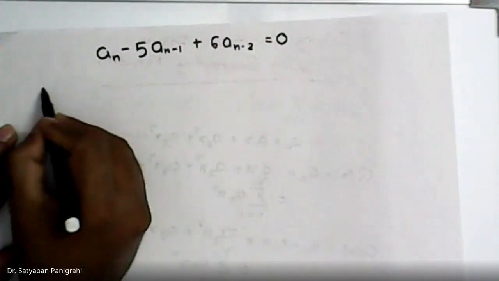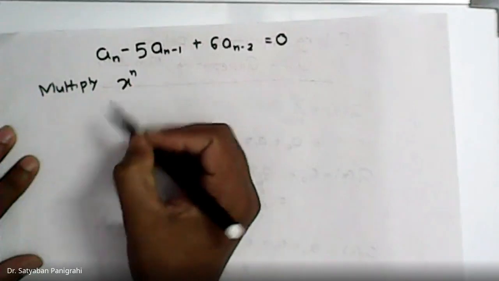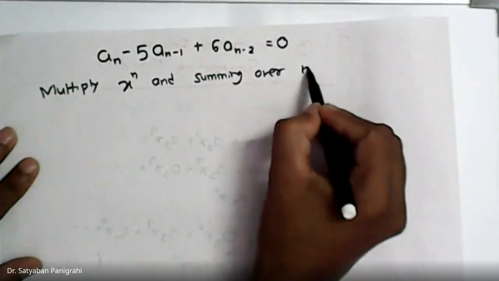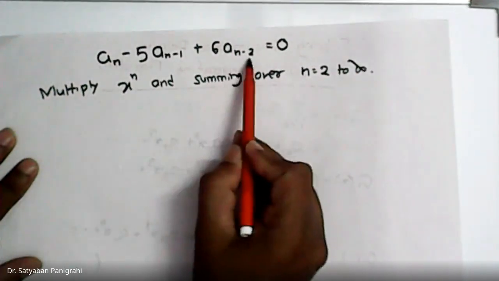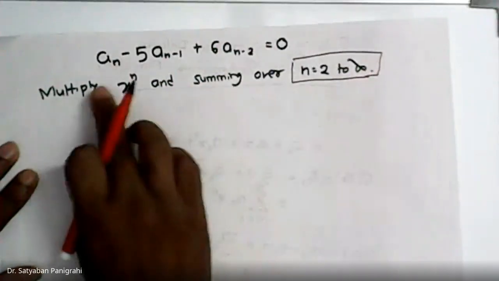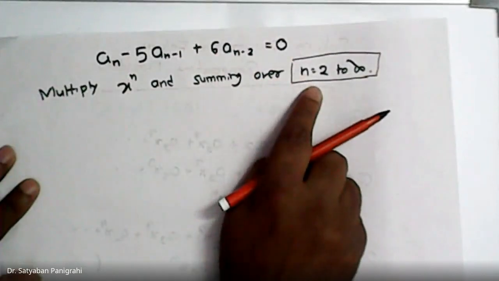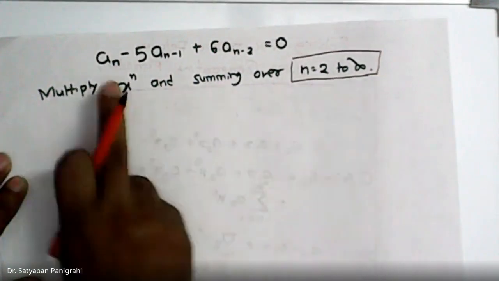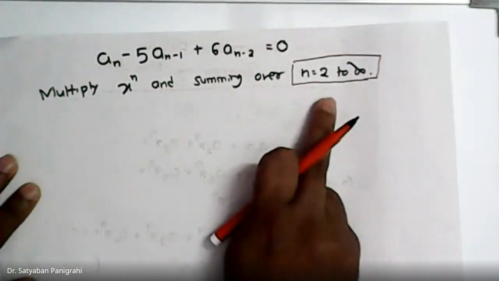Now what I do, in the first step, multiply by x to the power n and sum over n equal to 2 to infinity. Now look here, as the equation involves a_(n-2), we are taking summation from n equal to 2 to infinity. If the order of the equation is 3, involving n minus 3, then you can take the summation from n equal to 3 to infinity. If the equation is of first order, then you can take the summation from 1 to infinity. But this is a second order equation, so you simply multiply by x to the power n and sum over n equal to 2 to infinity.